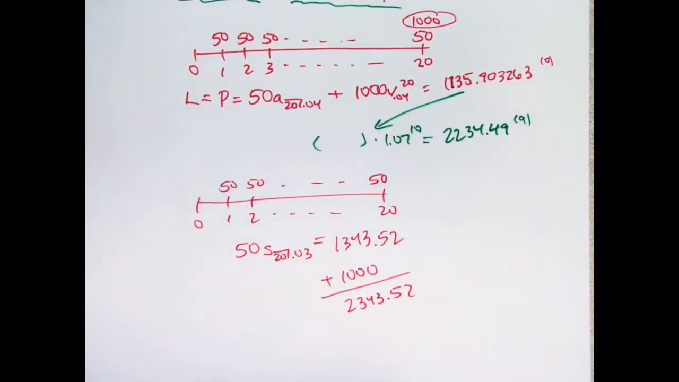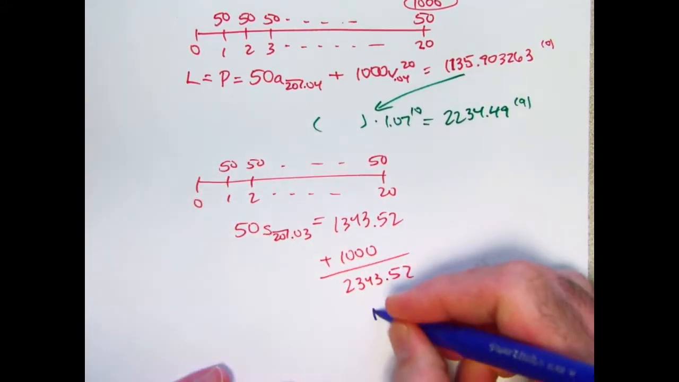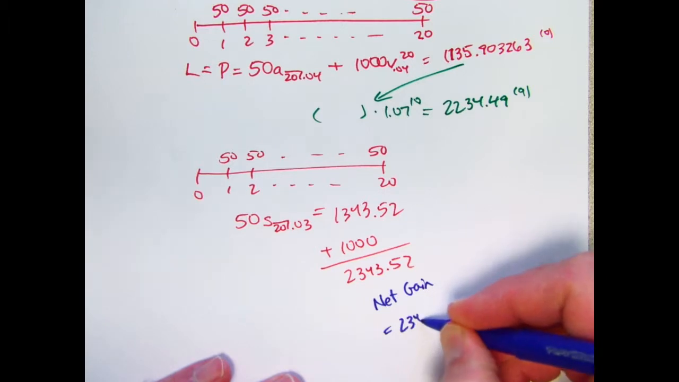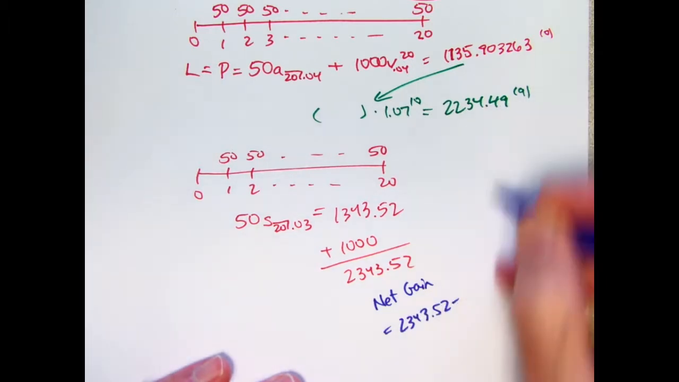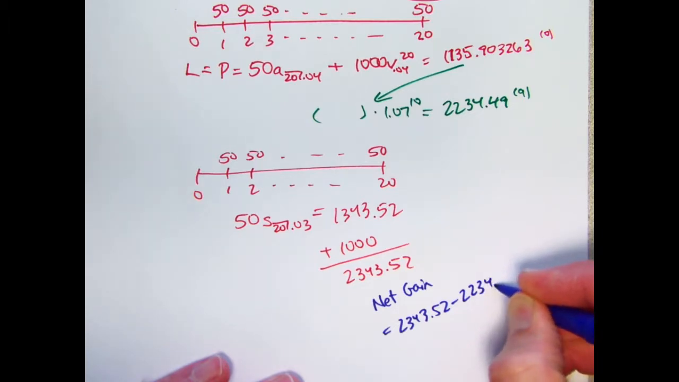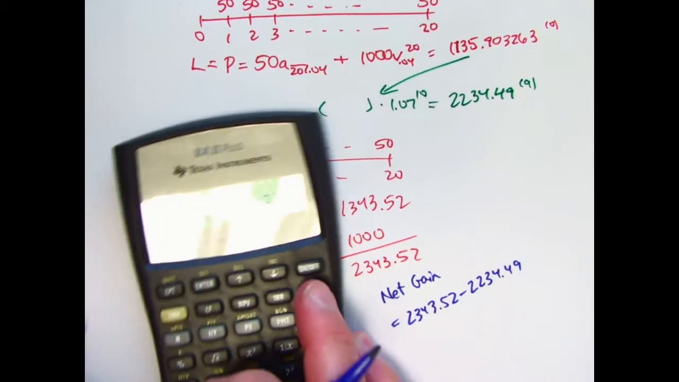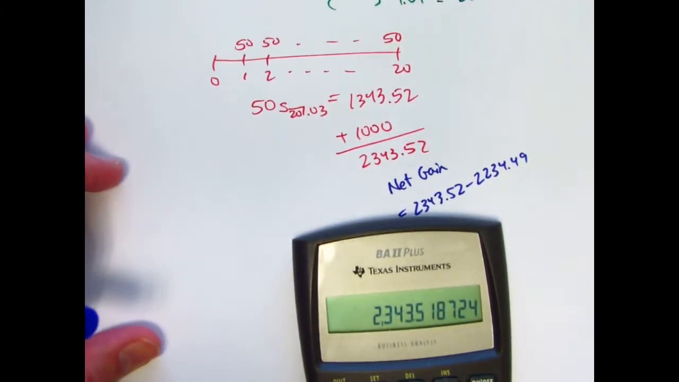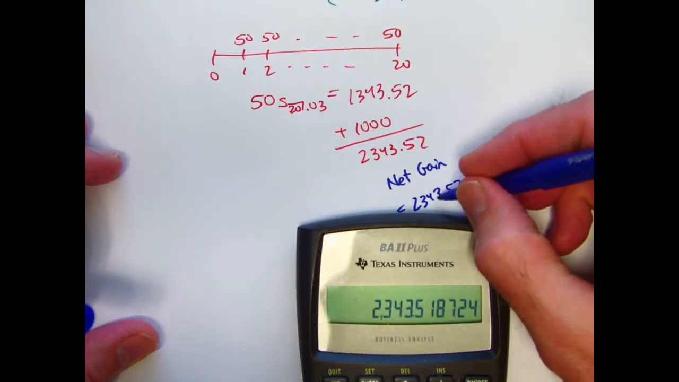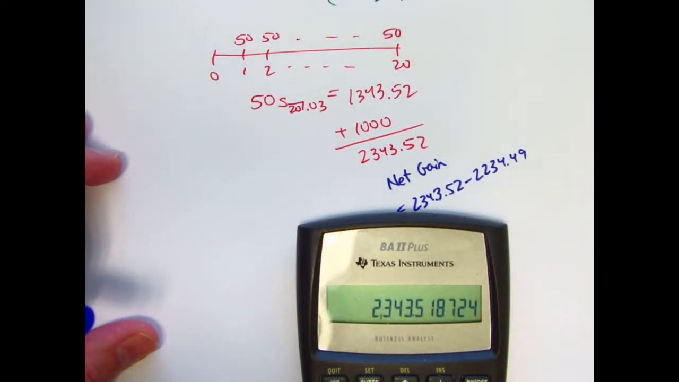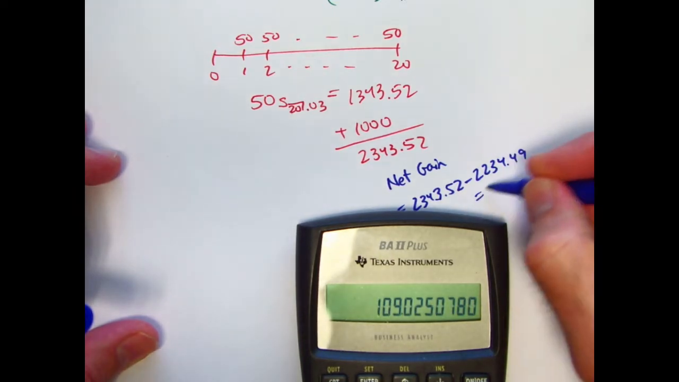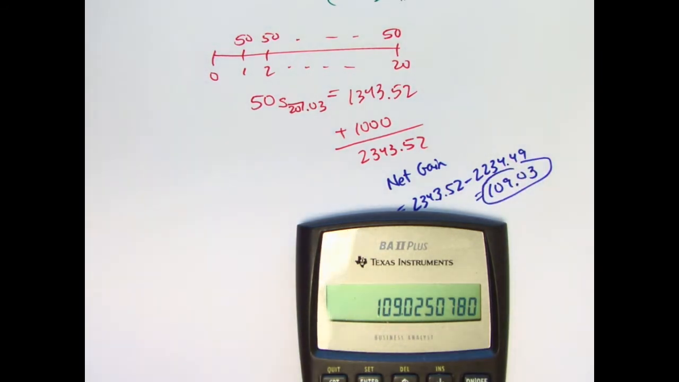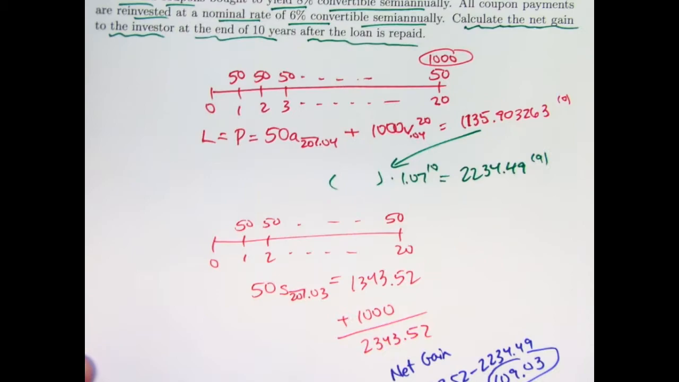So her net gain, in fact, is positive, so that's good. It is this number, 2343.52, minus this number, 2,234.49, which was in register 9. Her net gain is 109.03. Okay? That is her net gain for this problem.